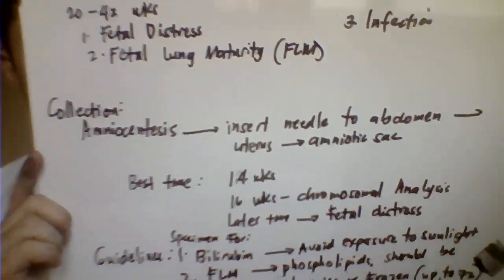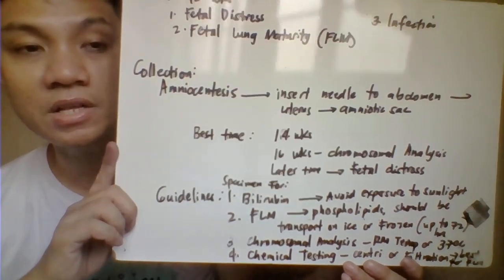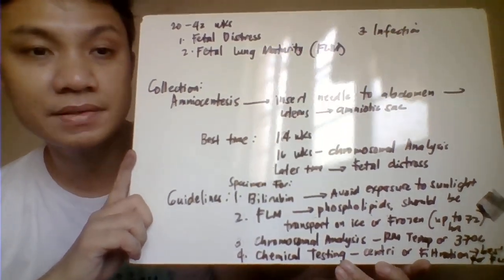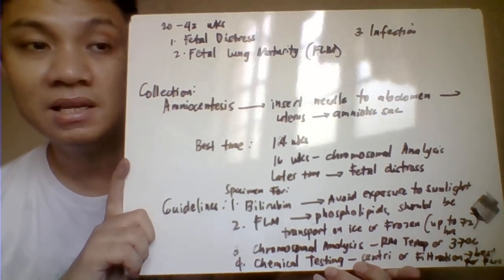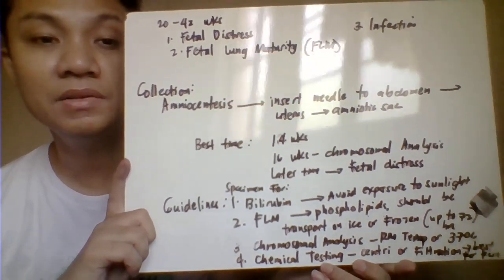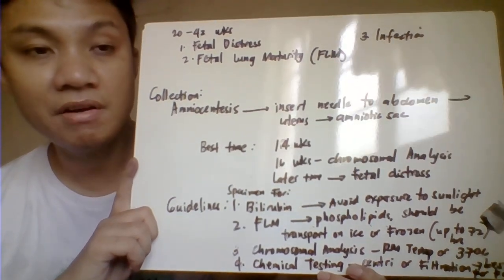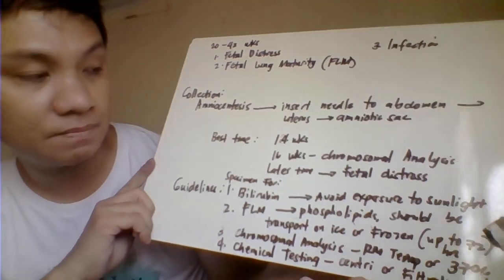On the other hand, you could also perform the amniocentesis here during 20 to the 42nd weeks age of gestation for number one, for assessment of the fetal distress in the case of your fetal lung maturity, and you could also have here for assessment of the infections.